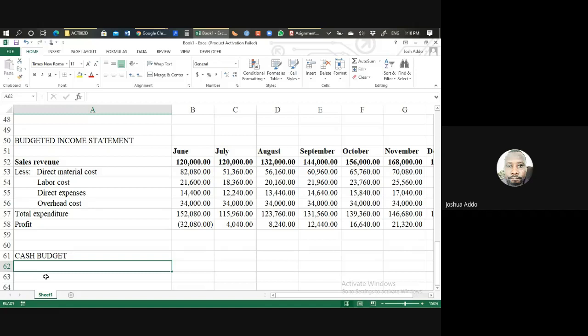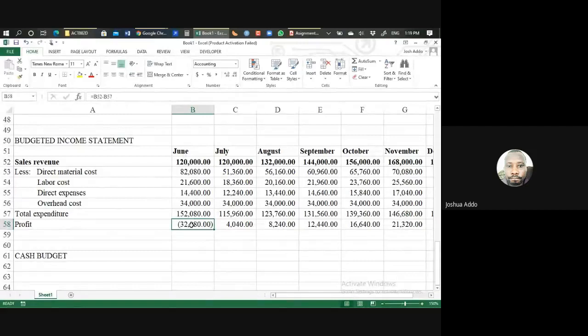Now look at all the budgets that we have prepared, from sales through production up to the overhead costs budget, from which we have prepared our budgeted income statement. From our income statement, we know we will not make a profit in June, but we'll make a profit of a little above 4,000 in July, 8,240 in August, 12,440 in September, above 16,000 in October, more than 21,000 in November, and so on. We know our profit.